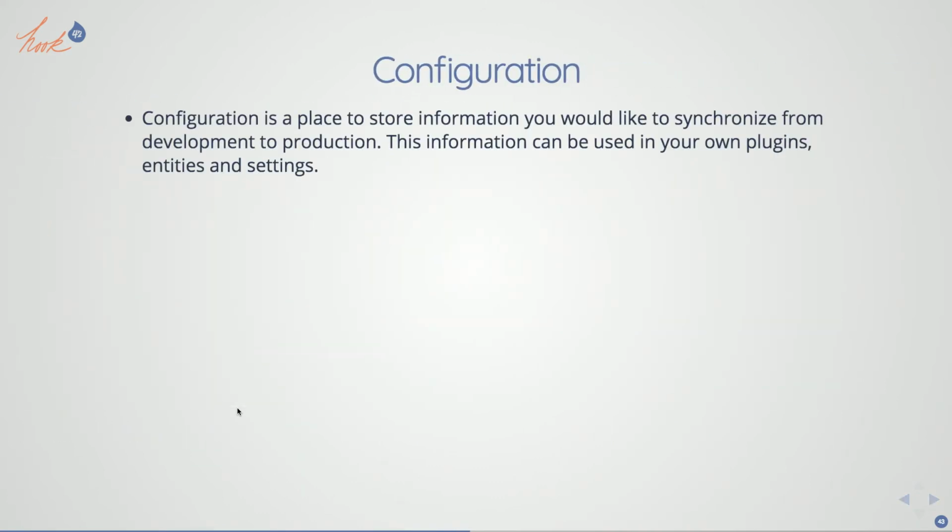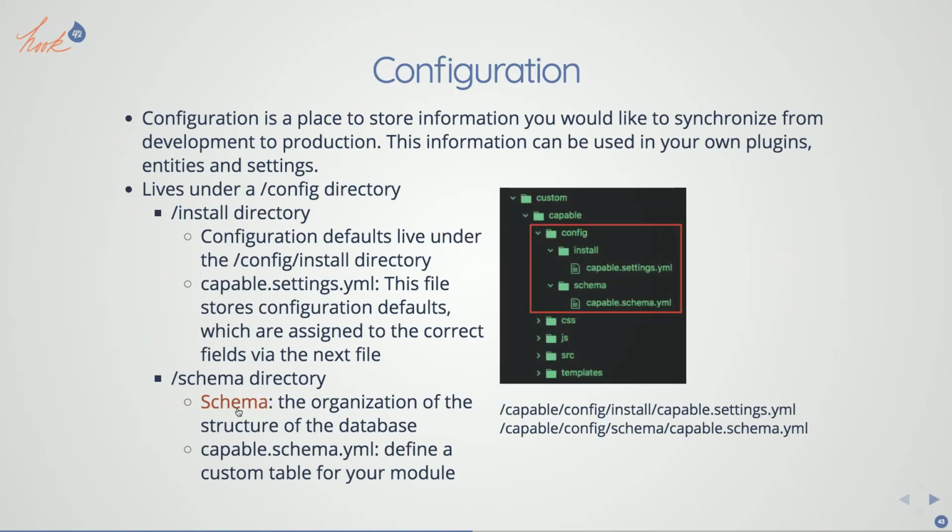A little bit about configuration. Configuration is a place to store information you'd like to synchronize from dev to production and through all your environments. This information can be used in your plugins, entities, and settings. It lives under a config directory. Under that config directory, there are 2 subdirectories. There's the install directory and the schema directory.